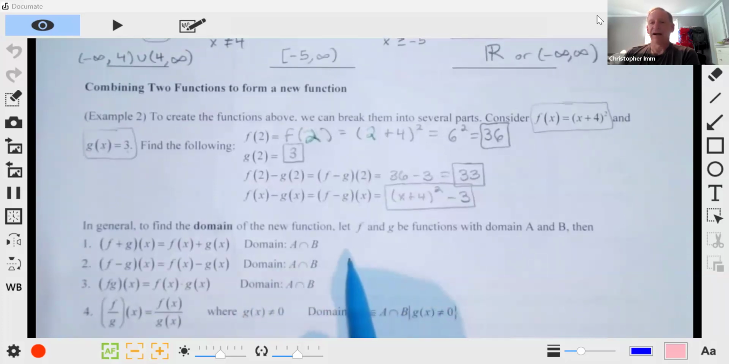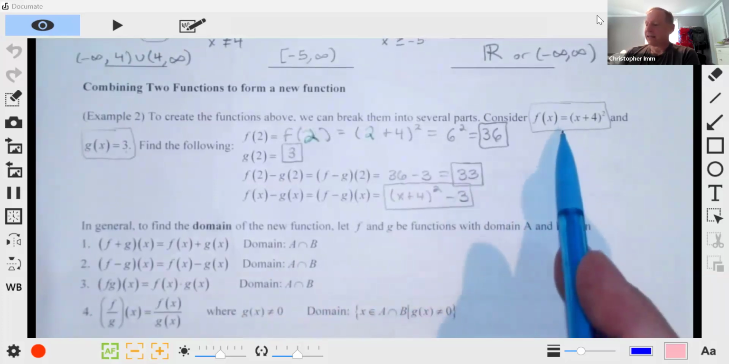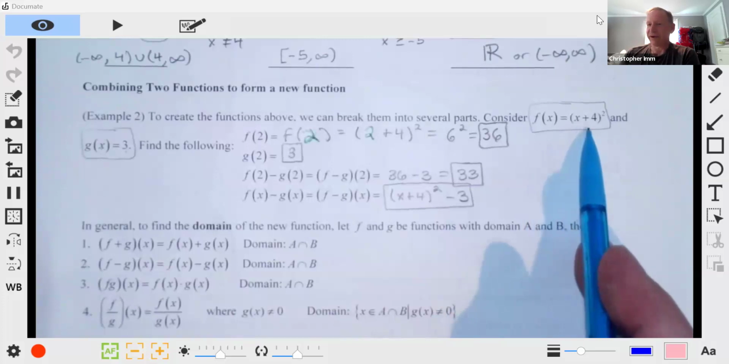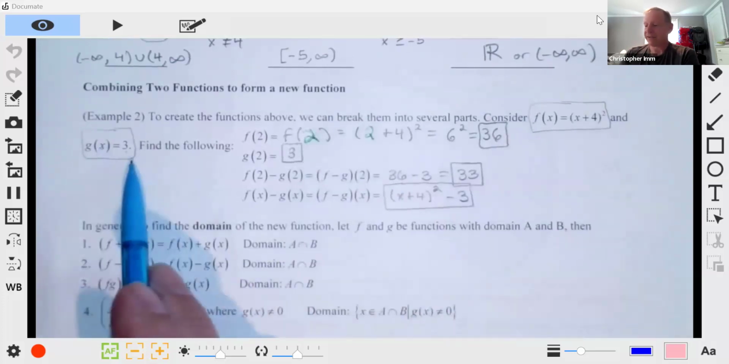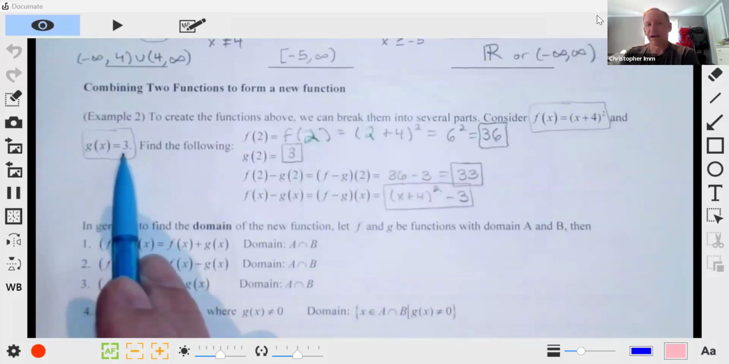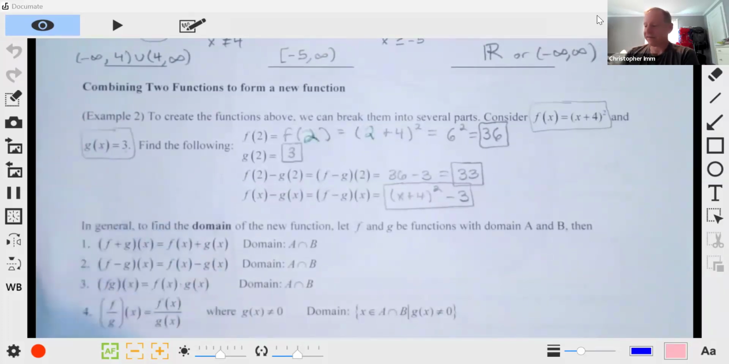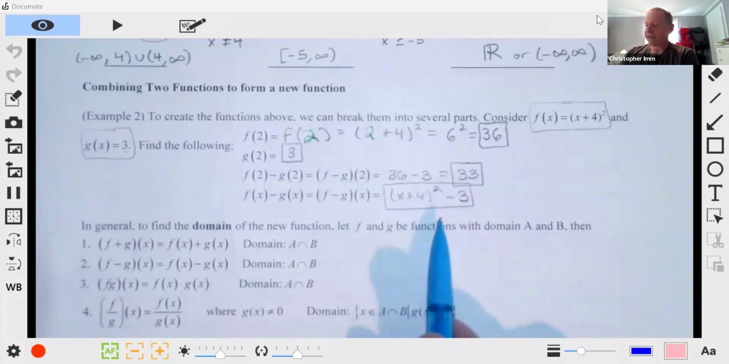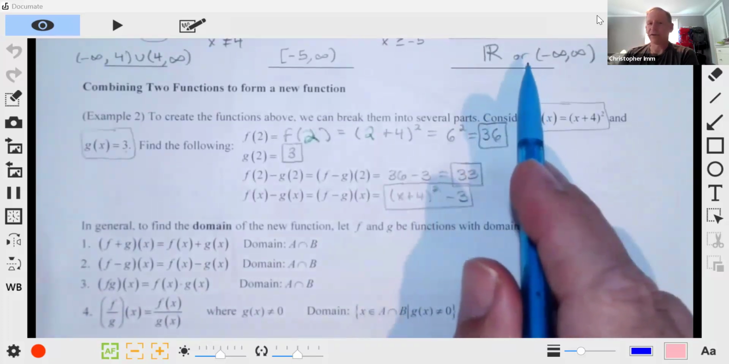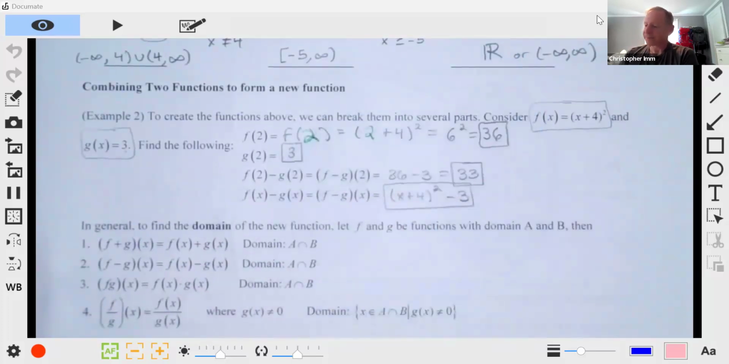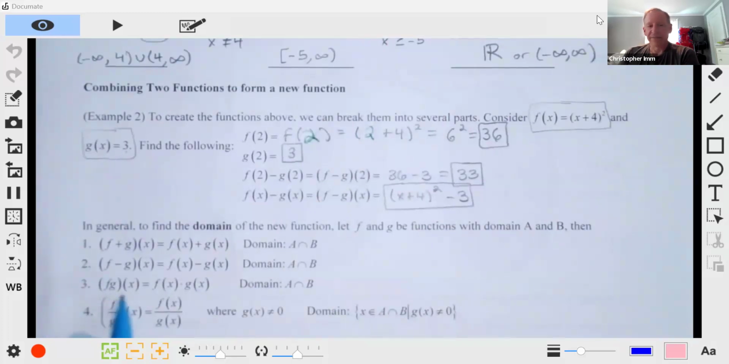Notice up here, the domain of x plus 4 squared is going to be all real numbers, and same with the domain of g of x, which is equal to 3. When you intersect those, take what they have in common, we get that new function, which still has all real numbers as its domain. f times g of x, we can simplify that into f of x times g of x, and the domain is going to be what they have in common.